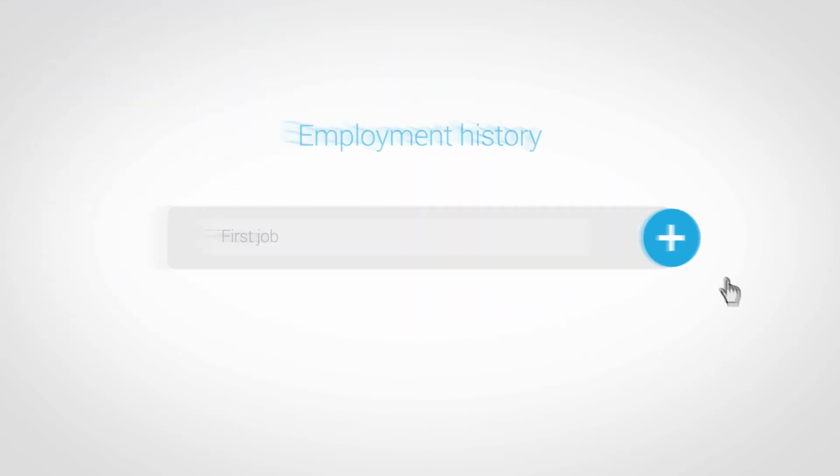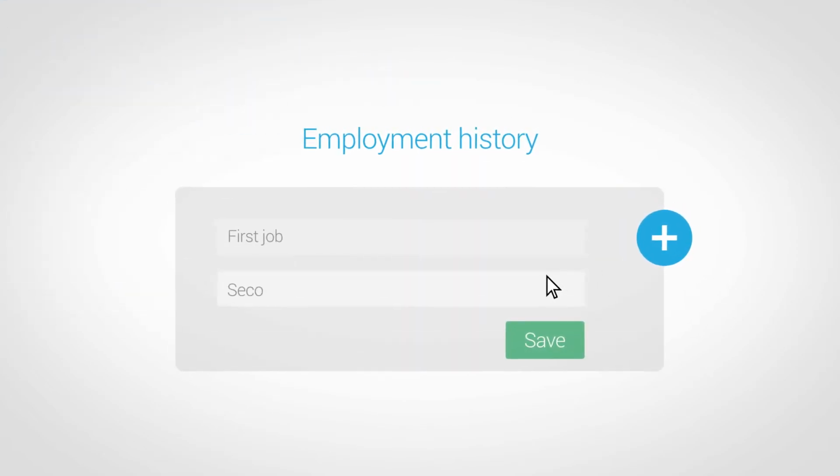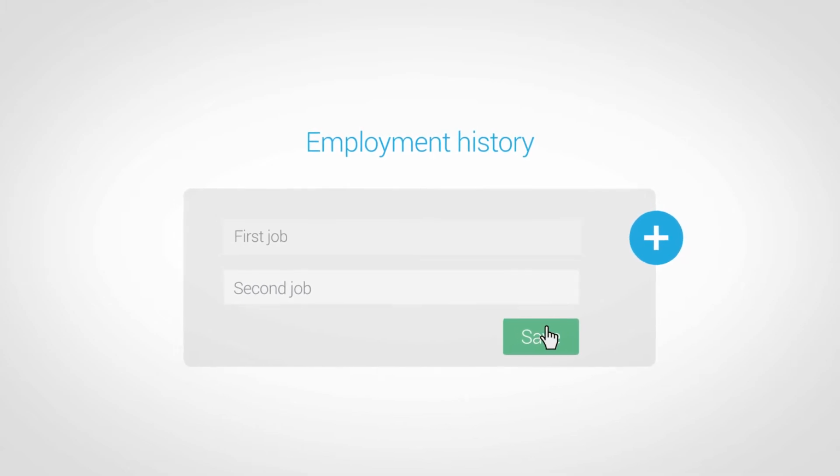Sometimes you'll be asked a question. Answering yes may trigger a request for further information. You may wish to add multiple entries such as qualifications or employment history. To add more than one entry, simply click the plus button and follow the instructions.